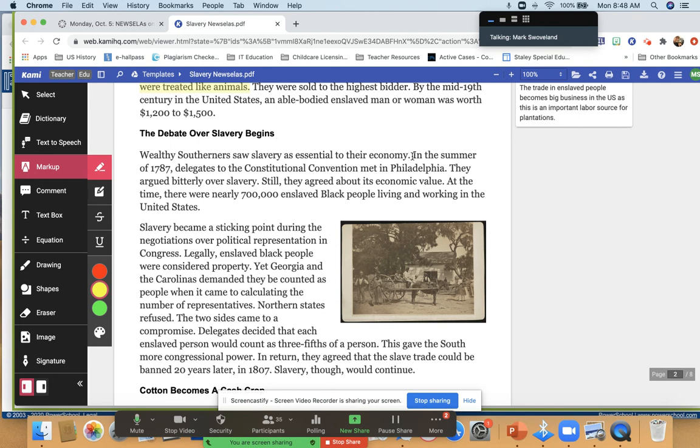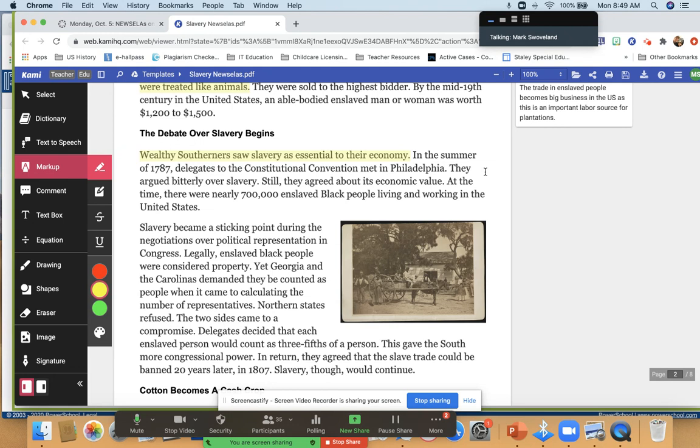Okay, so this is going to become something that's really important for us. So let's go ahead and highlight it. But wealthy Southerners saw slavery as essential to their economy. And if you remember back, we said that there were more millionaires in the Mississippi River Valley than anywhere else in the world during this time period. And you can imagine that all of these really wealthy people who are profiting off enslaving other human beings are not really going to want to get away with something that's going to cost them a lot of money, right? So this is an important thing for us to remember.